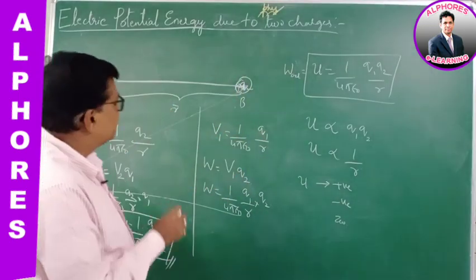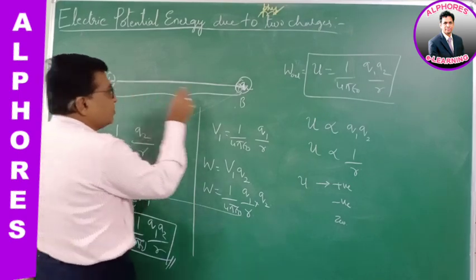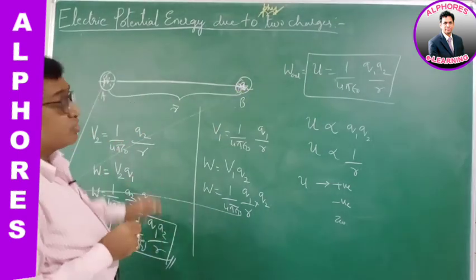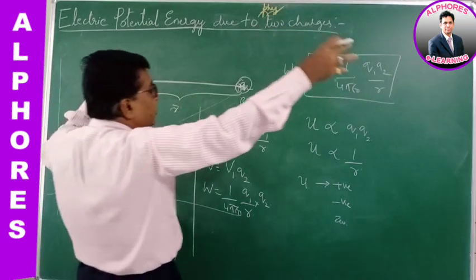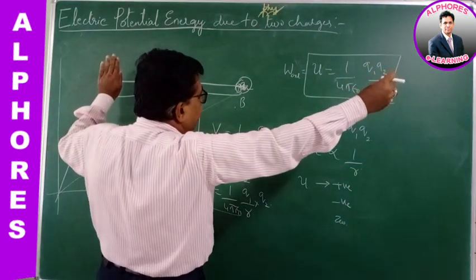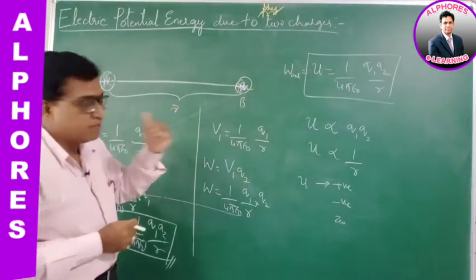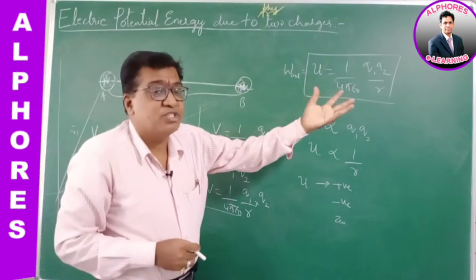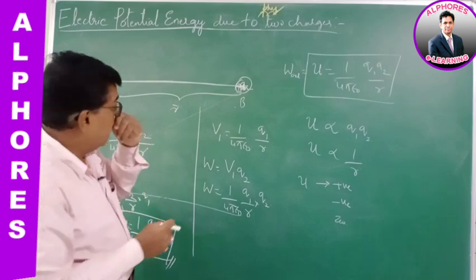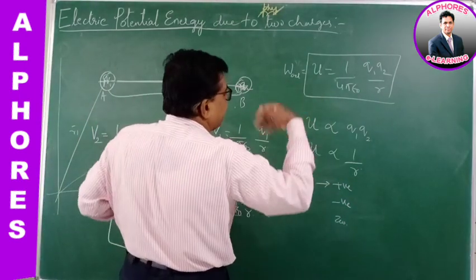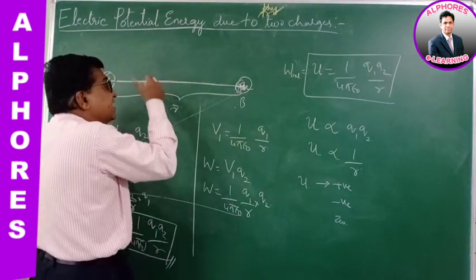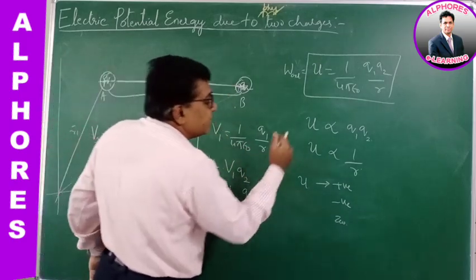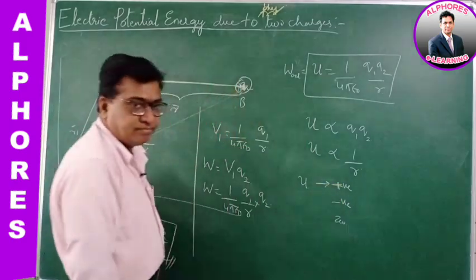Suppose Q1 is positive and Q2 is also positive. When Q1 is existing, I am bringing in Q2. So I am moving a positive charge against another positive charge which repels it. The external agent has to do work in bringing the charge. In doing so, the external agent spends energy. Now the energy of the charge system increases, positive.